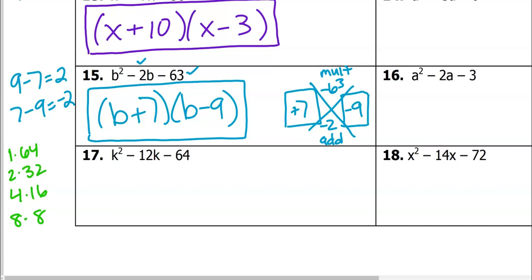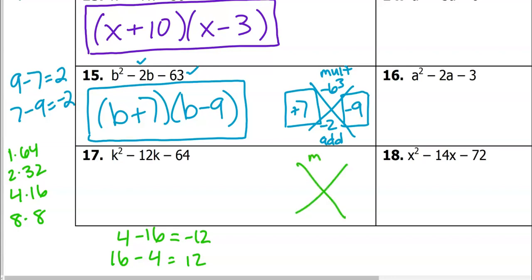Good. So my options are going to be either 4 minus 16 or 16 minus 4. Because did we want a positive or a negative 12? You wanted a negative 12. So it multiplies to give me negative 64 and adds to give me negative 12. So we're going to try positive 4 and negative 16.